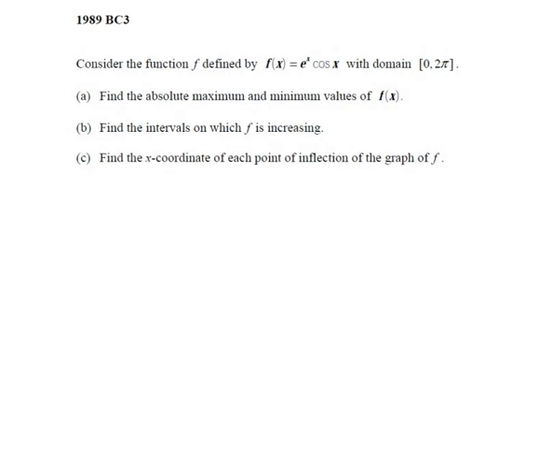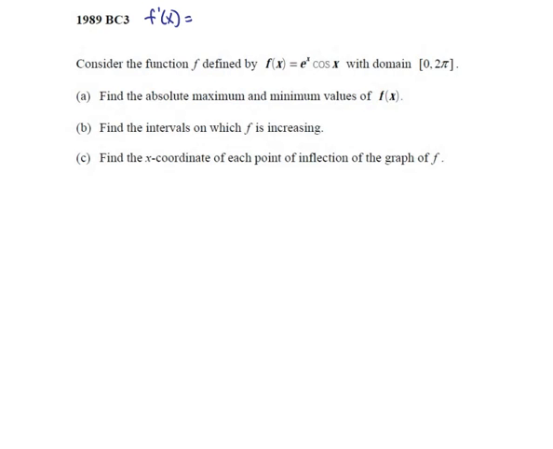Okay, 1989 BC3. Consider the function f defined by f of x is equal to e to the x cosine x with a domain of 0 to 2 pi. First, we want to find the absolute maximum and minimum values of f of x. Well, absolute maximum, absolute minimum, based on the extreme value theorem, will occur at either critical points, critical values, or endpoints. So the first thing we want to do is find the critical values of that function.